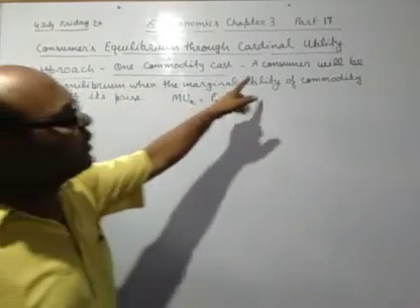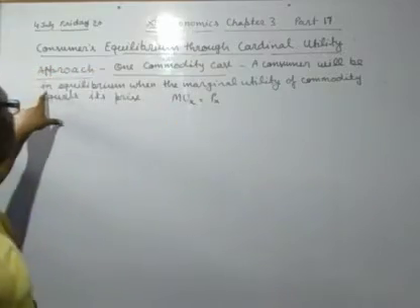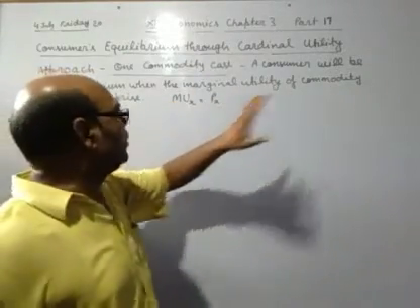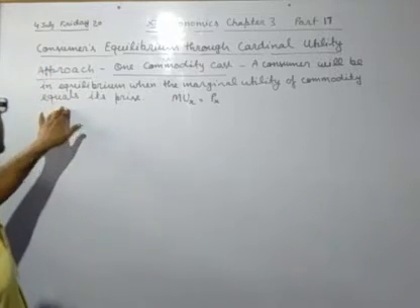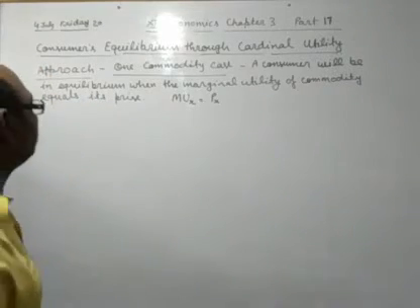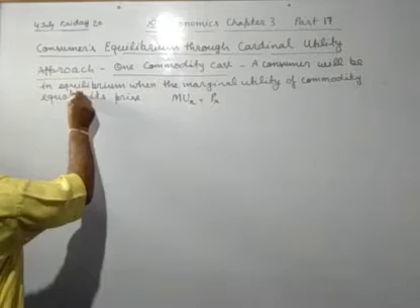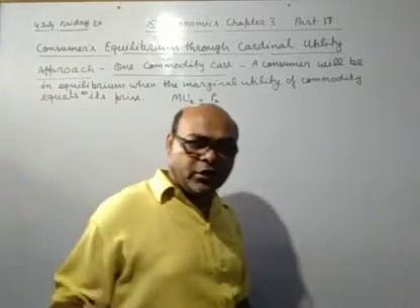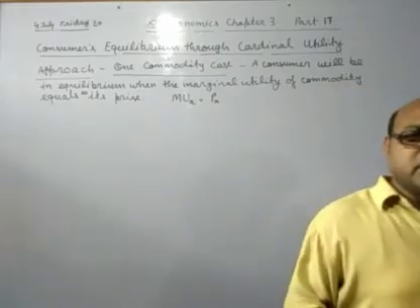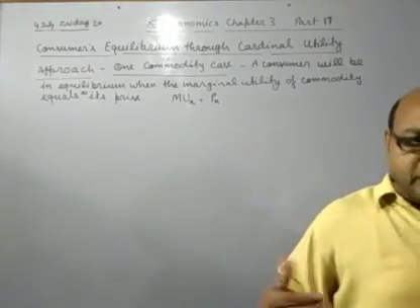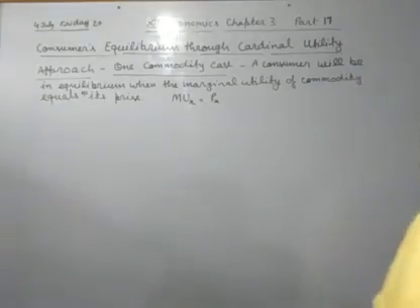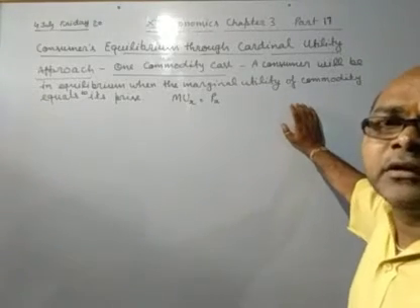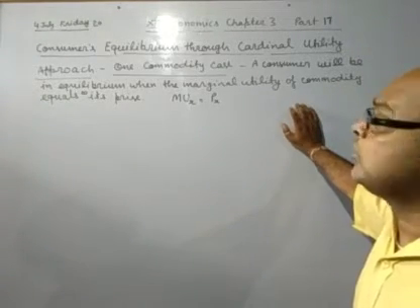A consumer will be in equilibrium when the marginal utility of the commodity equals its price. When the marginal utility of the commodity is equal to the price of the commodity, in that case the consumer will be in the equilibrium position.